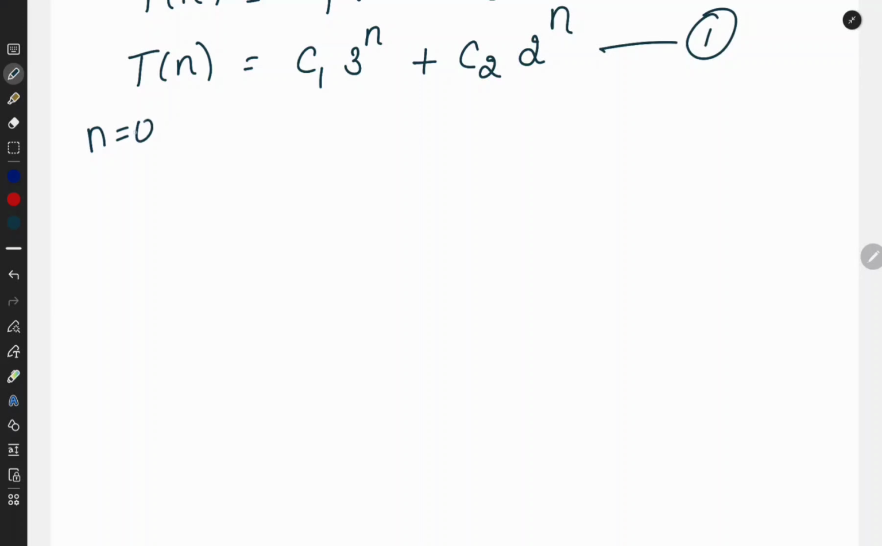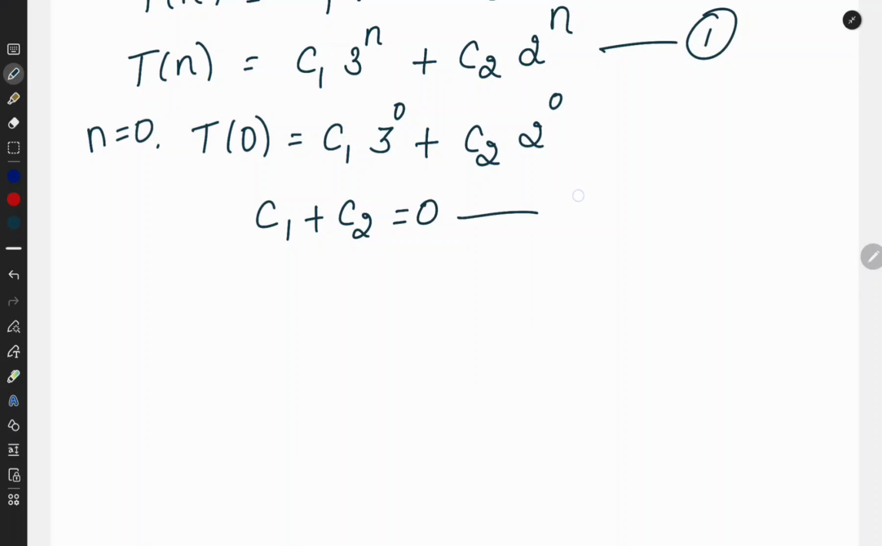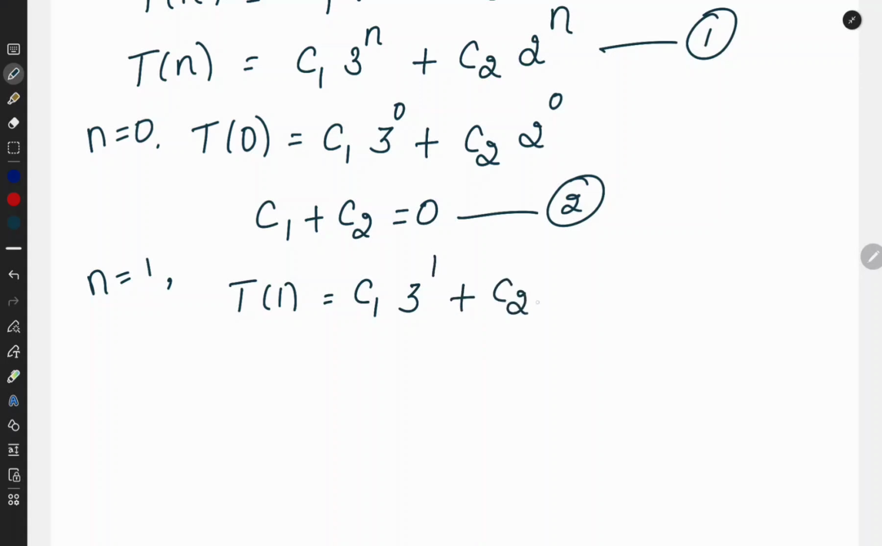So you substitute n as 0. T(0) = C1 3^0 + C2 2^0, which becomes 1 and 1. We have already seen the T(0) value as 0, which is given in the question. So C1 + C2 = 0. This is another equation; keep it as it is. Then you substitute n = 1. T(1) = C1 3^1 + C2 2^1. The T(1) value is 1, so 3C1 + 2C2 = 1. Now this becomes the third equation.